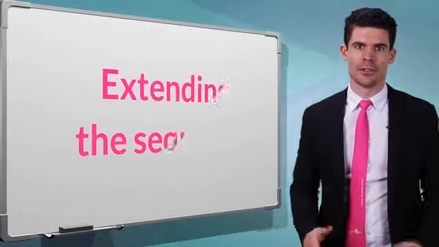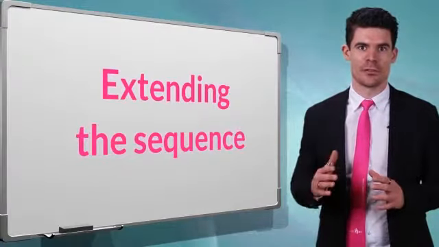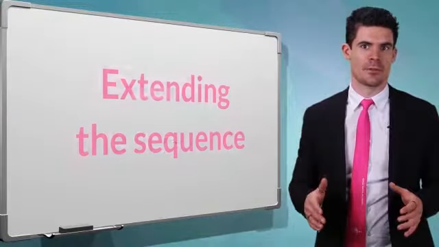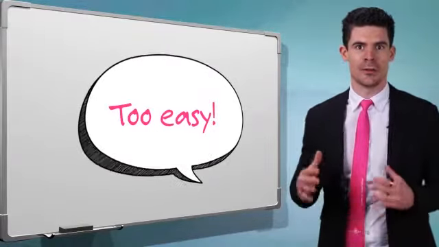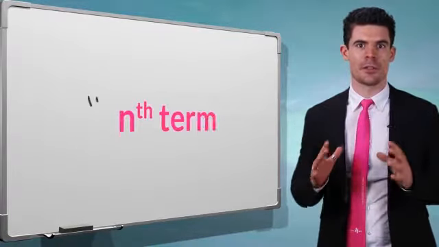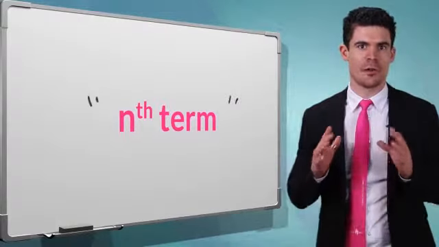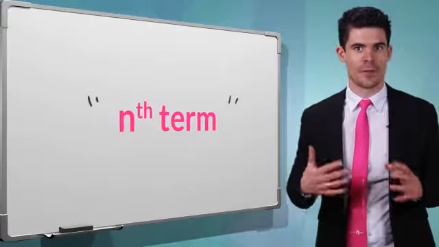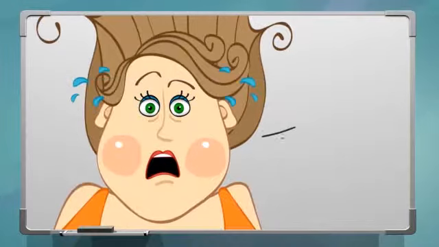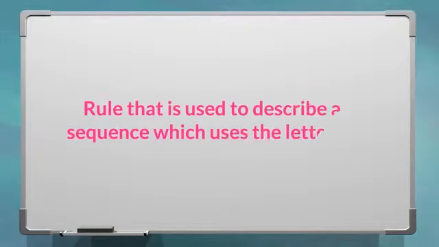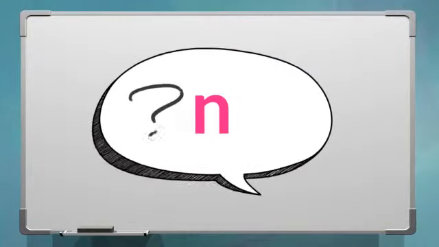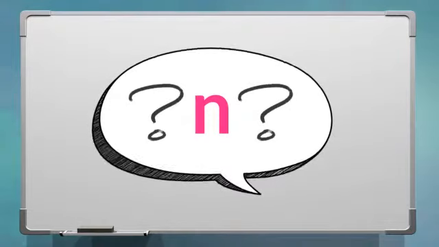Okay then, so sometimes you get basic questions where you just need to extend the sequence. Those are really quite straightforward, as it's just about spotting the pattern and continuing it. We are instead going to focus on more tricky questions involving a strange thing called the nth term. If you see the nth term, don't panic. The nth term is just a rule that's used to describe a sequence which uses the letter n. There is a number that goes before the n and a number that goes after the n, and it's these numbers that we must find.